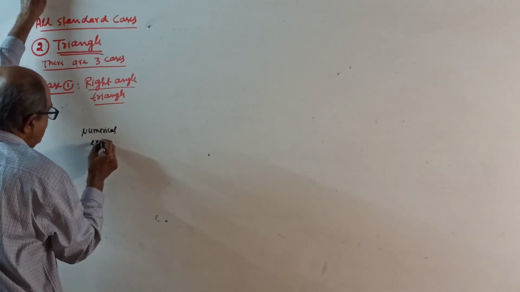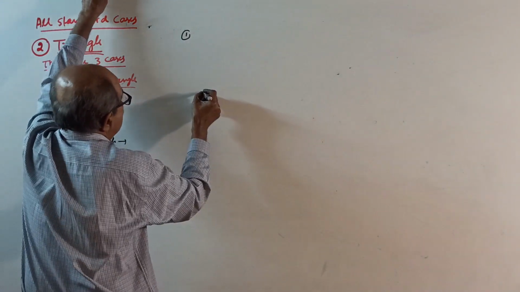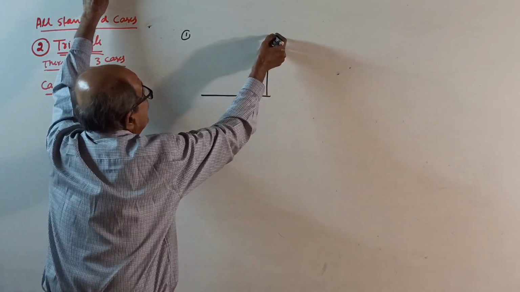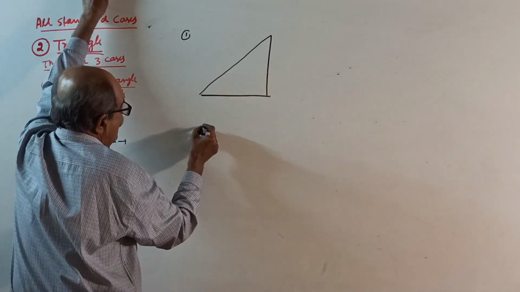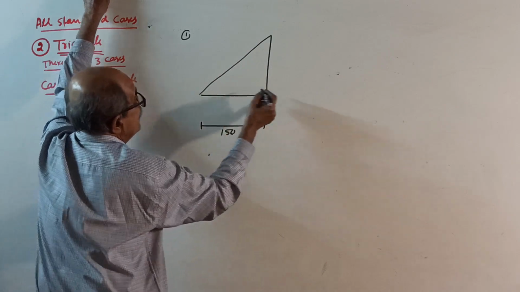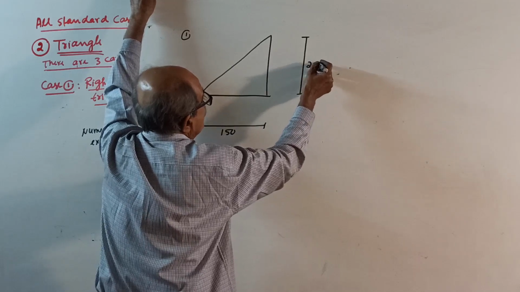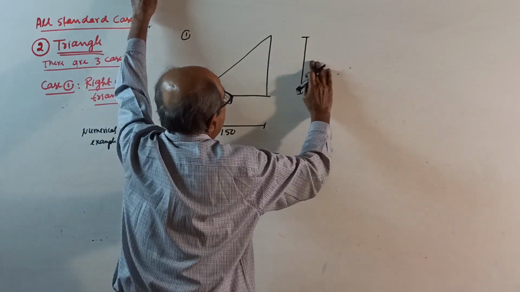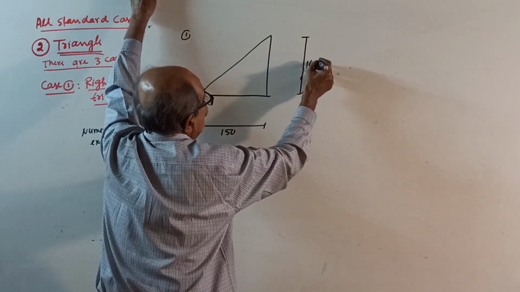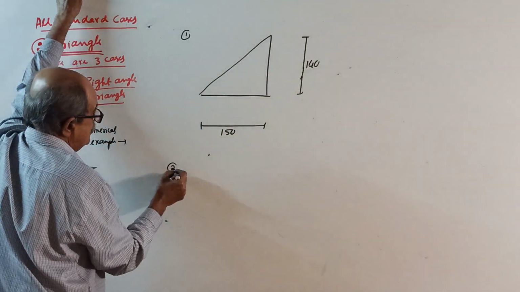Numerical examples. Space problem. Example coming up here. I will write the first one a little small, this way. I will write the dimensions randomly: say 150 millimeter, height 140. Okay, over. Numerical example 2. I will do one thing now.